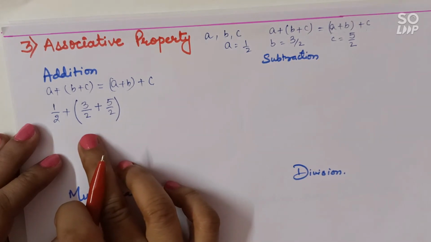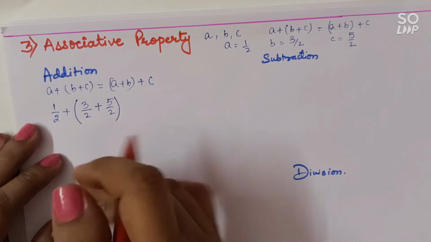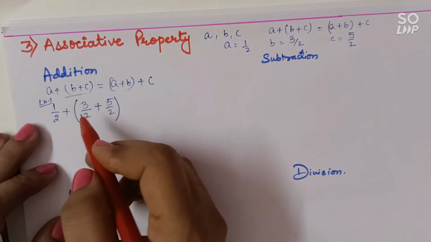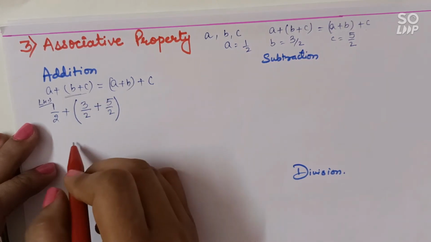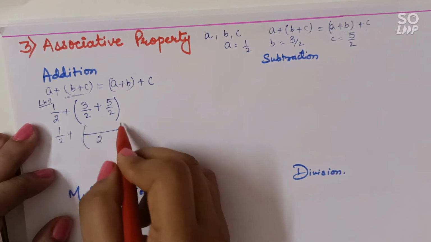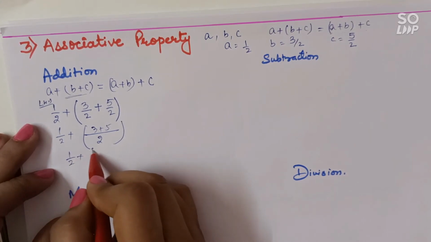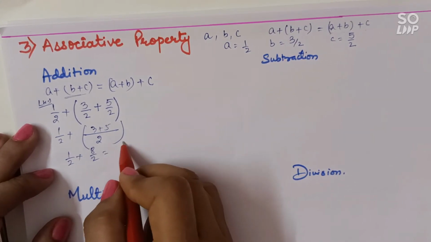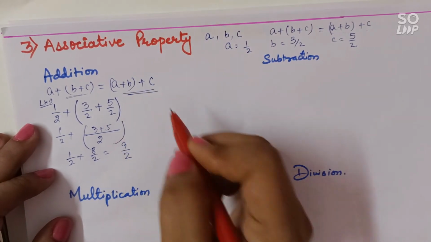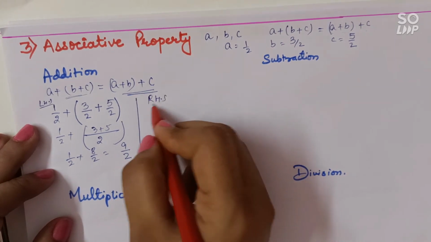So here I have grouped this B and C, so I have to solve this one first. I'm solving the LHS, that is this part, A plus in bracket B plus C. So it will be 1 by 2 plus, solving 3 plus 5, that's 8, so it is 1 by 2 plus 8 by 2, that's equal to 9 by 2. Now let's check it out for the RHS side, to see whether the result is the same or not.